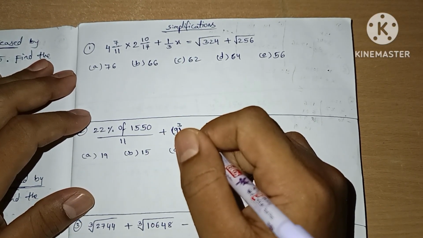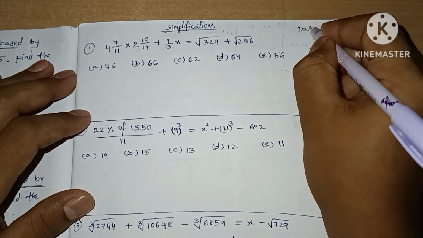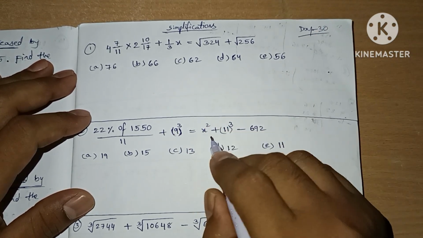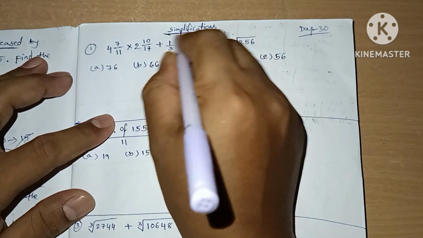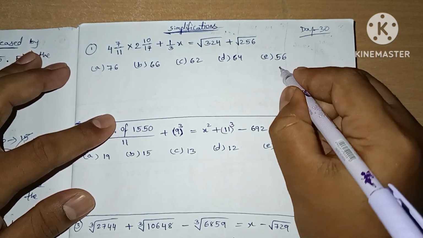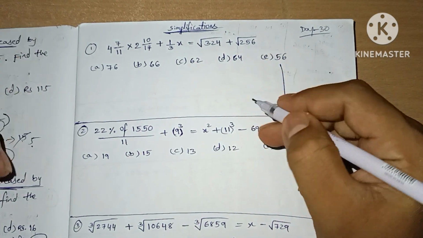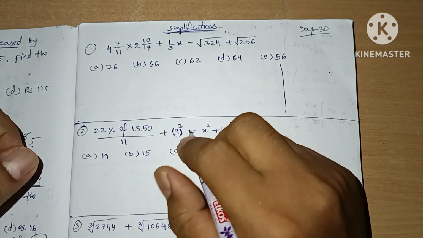Today we are going to see the day 30 daily score booster questions. First we are going to solve simplifications. First I am going to solve this question and then I explain how I approach the solution.